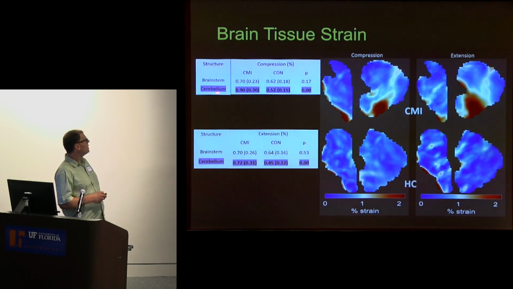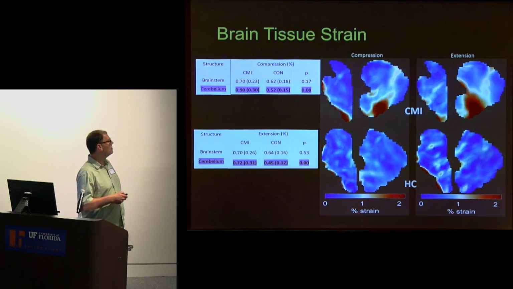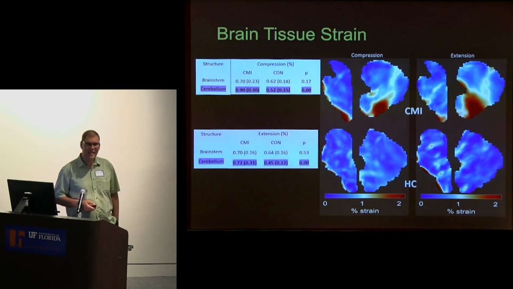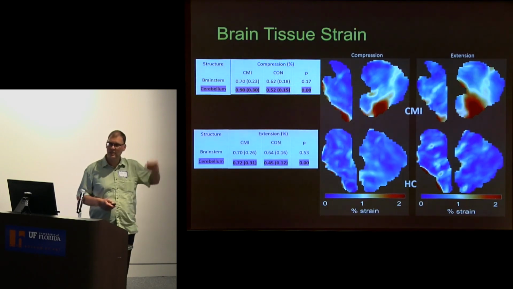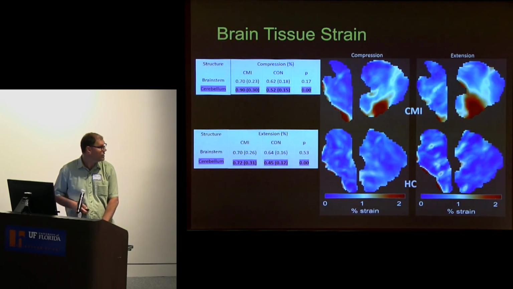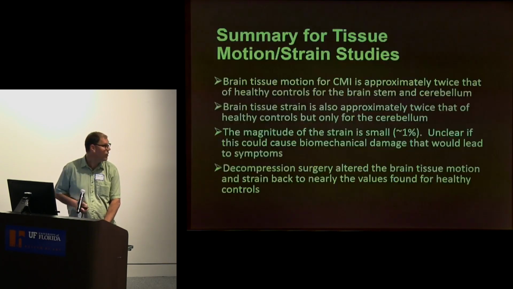If we go to the results here, I've highlighted in purple the ones that had a p-value. So the brainstem didn't really have a difference in compression between the healthy controls and Chiaris. But the cerebellum did, 0.9 to 0.52. So it's not quite double. And the same thing was true on extension, 0.7 and 0.64, not significant, and here 0.72 and 0.45. So what do we take from that? It's really tiny strain, less than 1%. And these numbers go up if I do that little region of interest circle as well, but I'm not showing all that. But it's different, but it's very small.